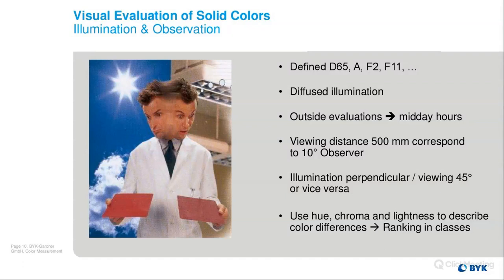And it can be switched around, so you can have a light source coming in from 45 degrees and then view it from directly overhead. So it can be interchangeable in that regard. We also use hue, chroma, and lightness to describe those color differences, and you rank it in that order.